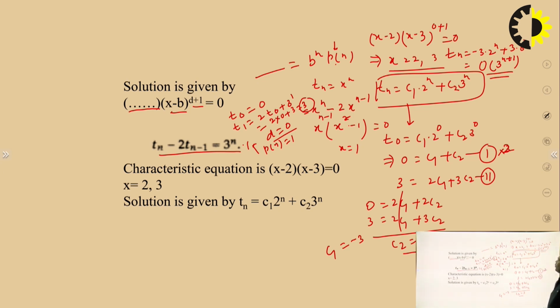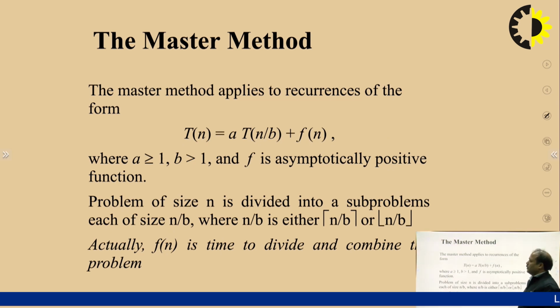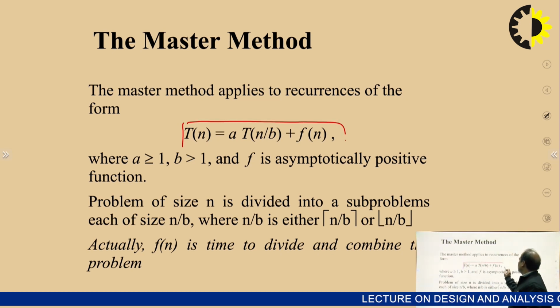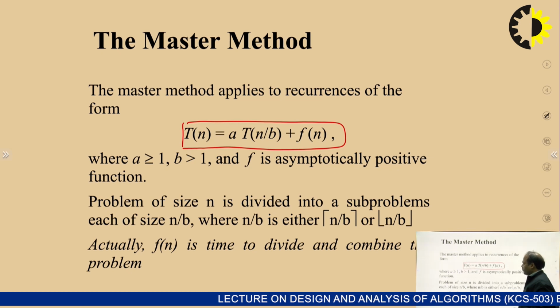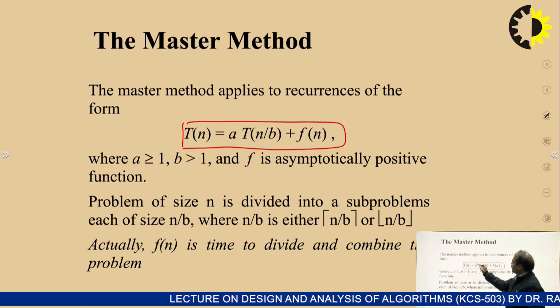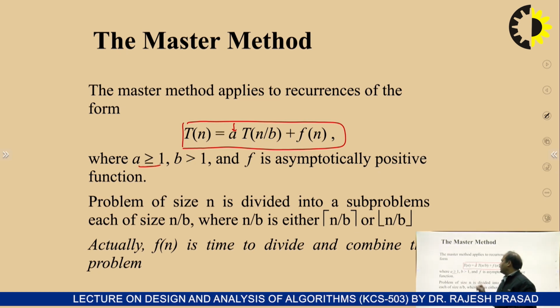So this is how we are solving recurrences by the characteristic method. Another method to solve recurrences is the master method. As its name suggests, it is master to all of the methods. So what is the general form of the recurrence relation in the master method? This should be T(n) equals a T(n/b) plus f(n), where the problem is divided into a parts. Actually, a is greater than or equal to 1.